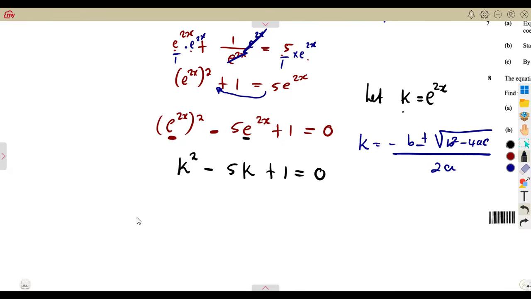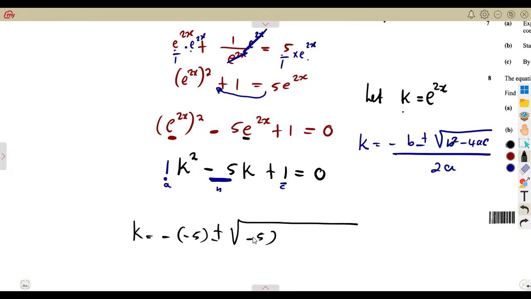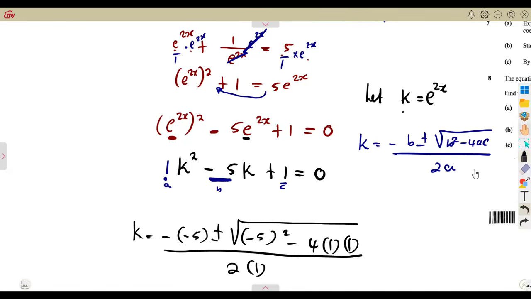So therefore, let us solve. As we can see, there is a 1 here, which is our a, the coefficient of k, which is our b, and our c. So that is a, b, c. Let us substitute. So k is equal to minus b, which is minus 5, plus or minus the square root of b squared, that's minus 5 squared, minus 4 times a, which is 1, times c, which is 1, everything over 2 times a, which is 2 times 1.